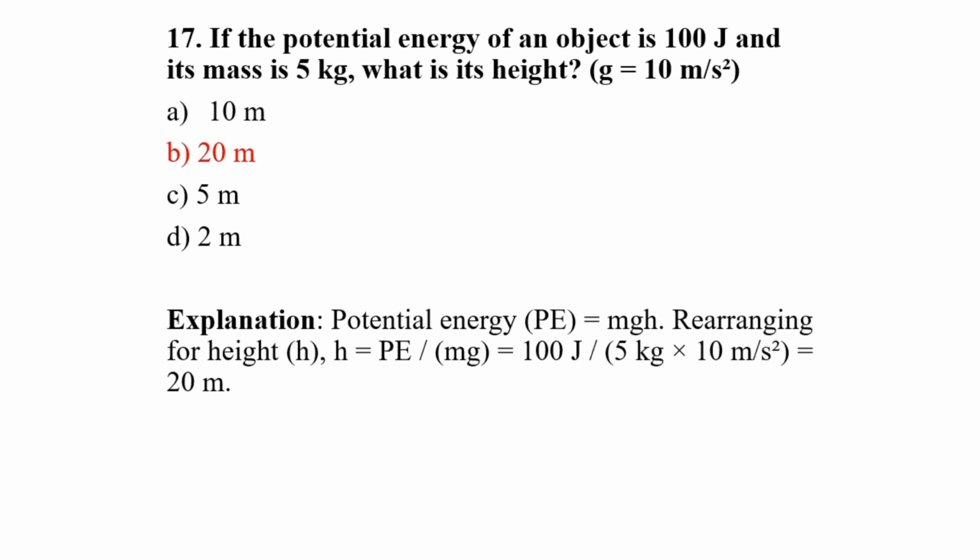The answer will be 20 meter, because the potential energy PE is equal to mgh. Rearranging for height, h is equal to PE over mg, which is equal to 100 joule over 5 kilogram times 10 meter per second square, which is equal to 20 meter.